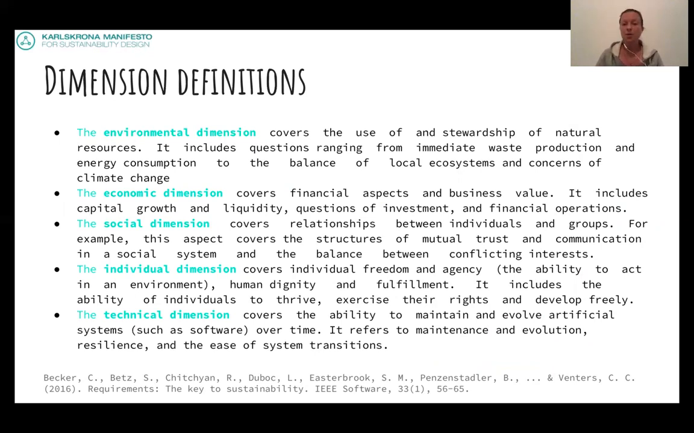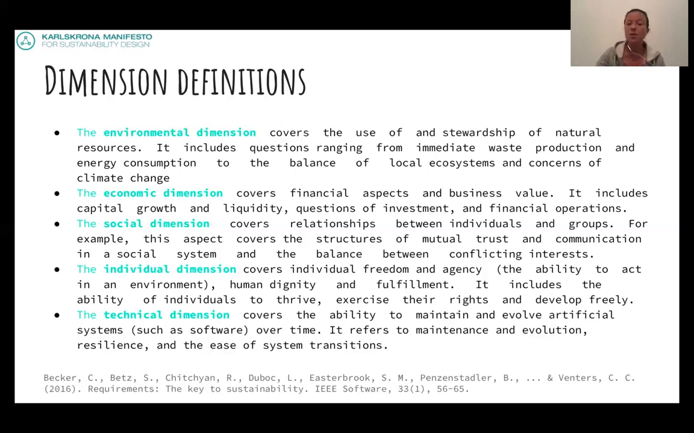It includes capital growth and liquidity, questions of investment and financial operations. The social dimension covers relationships between individuals and groups. For example, this aspect covers the structures of mutual trust and communication in a social system and the balance between conflicting interests. The individual dimension covers individual freedom and agency, the ability to act in an environment, human dignity, and fulfillment. It includes the ability of individuals to thrive, exercise their rights, and develop freely.